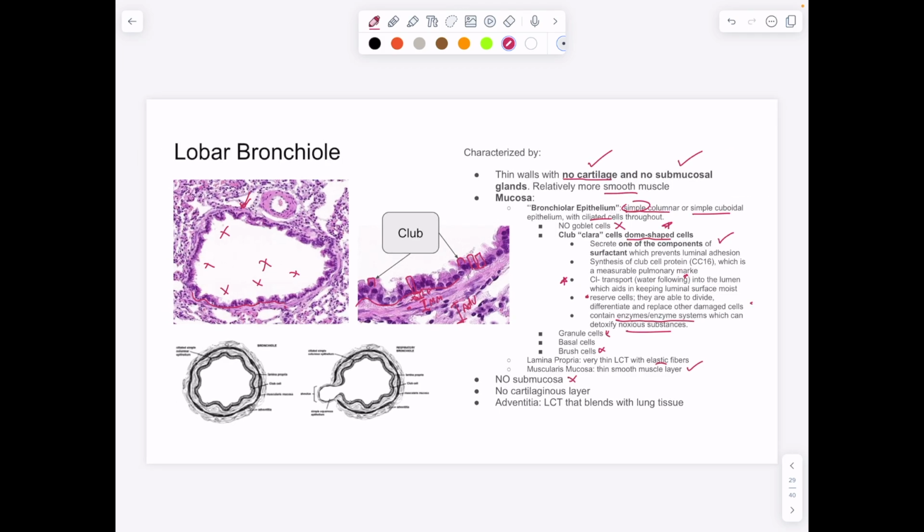All right, important to note, there's no submucosa here, right? There's no cartilage, right, which goes with submucosa, so none of that. And then there will be some loose connective adventitia, though, that is past the muscularis mucosa layer that blends with the lung tissue.